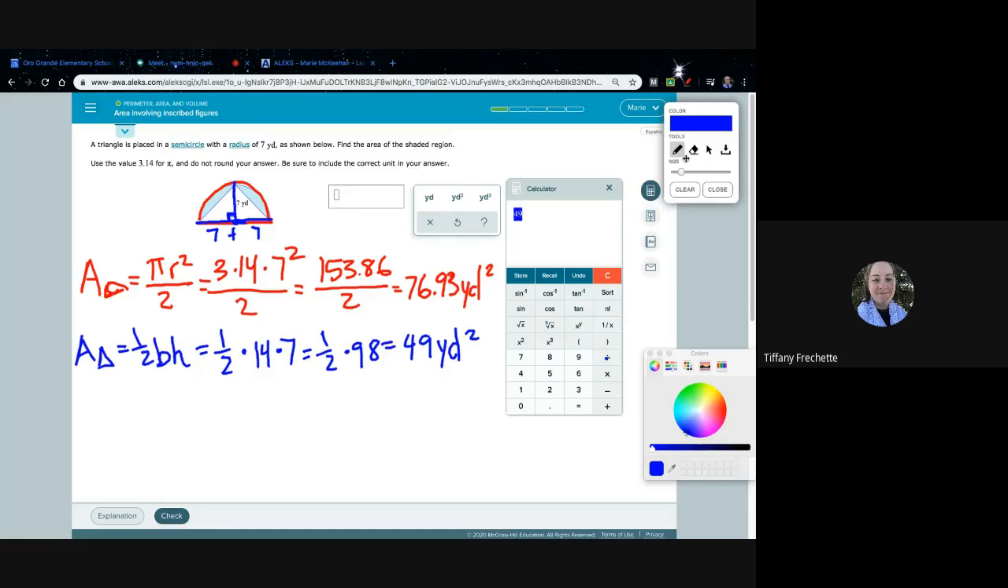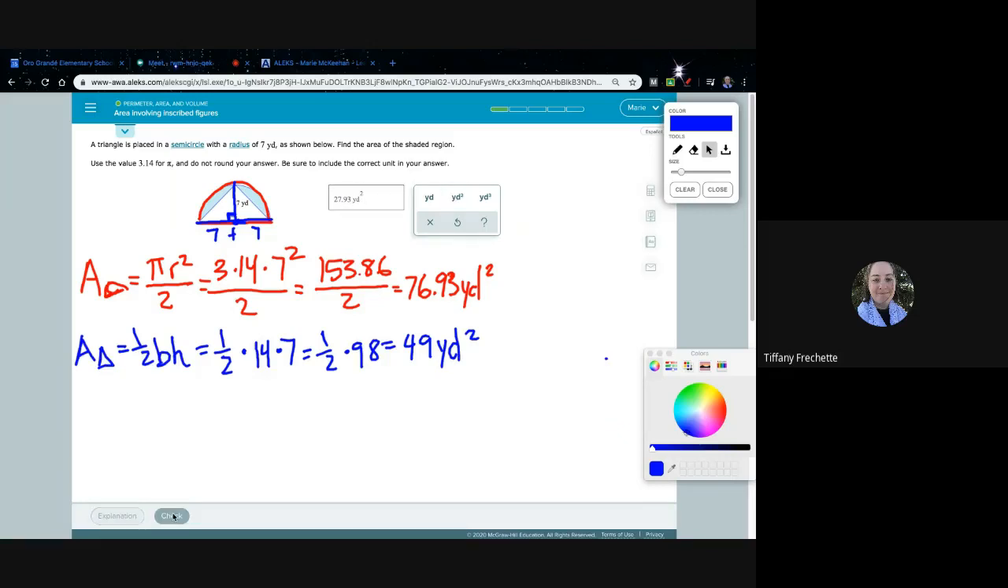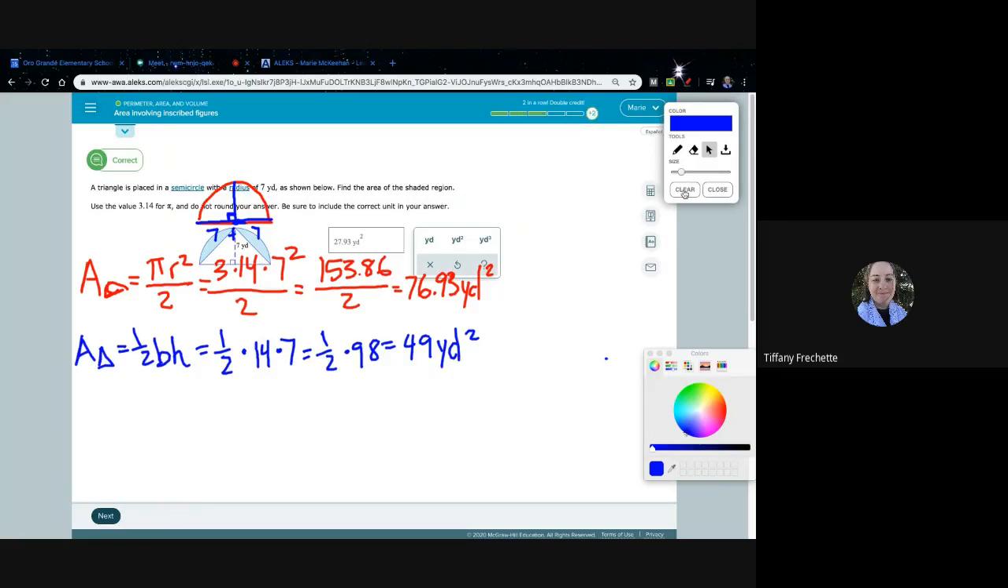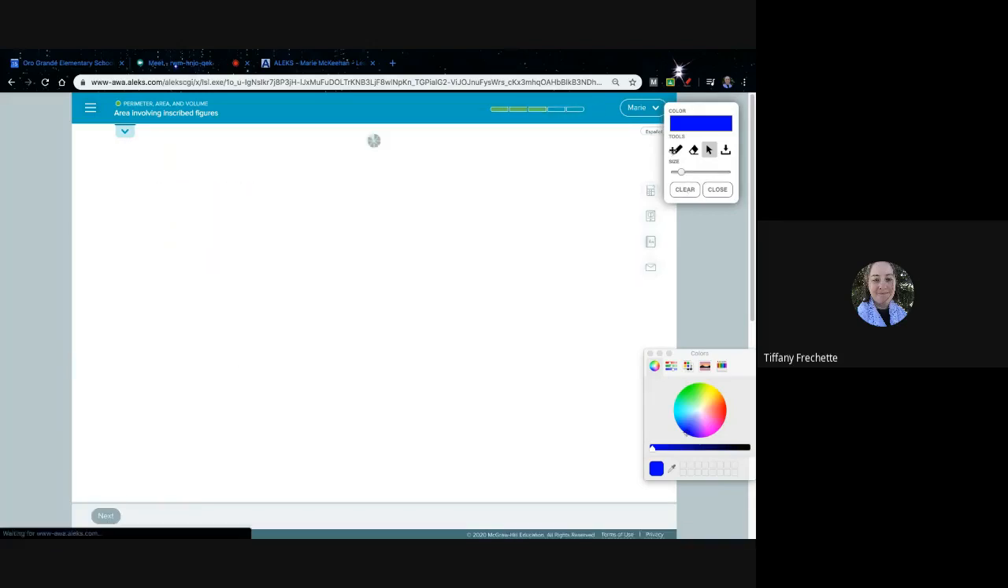All right. So remember, I have to take these away. I have a semicircle and I'm cutting this triangle out. So I'm going to take the semicircle and I'm going to subtract my triangle. So I end up with 27.93 yards squared. All right, check. Yay, we finished another one. All right, one more.